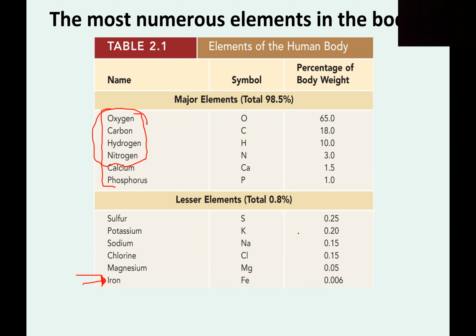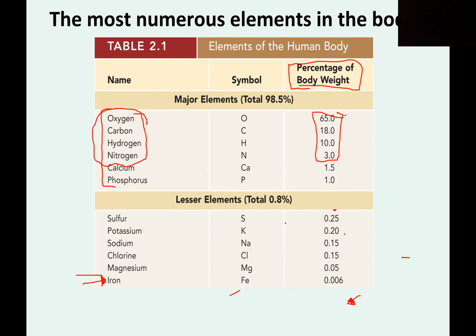There's also another part of this table that I didn't include, and that would be the trace elements that are also found in the body. So this column gives it by percentage of body weight, not the atomic mass, not the atomic number, the percentage of body weight. So most of your body is oxygen, carbon, hydrogen, and nitrogen. Those are the 4 most numerous components, elements in your body.